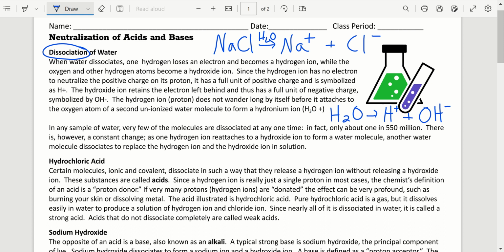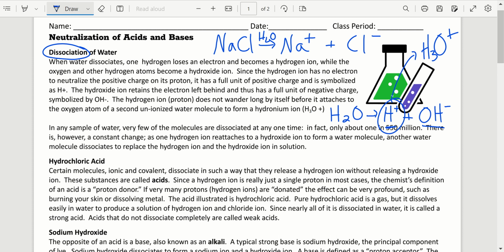Okay? Since the hydrogen ion has no electron to neutralize the positive charge on its proton, it has a full unit of positive charge and is symbolized as H+. The hydroxide ion retains the electron that was left behind and thus has a full unit of negative charge symbolized by OH negative. But this guy, the hydrogen ion, does not wander around very long by itself before it attaches to a water, and together they become a hydronium ion, H3O+.